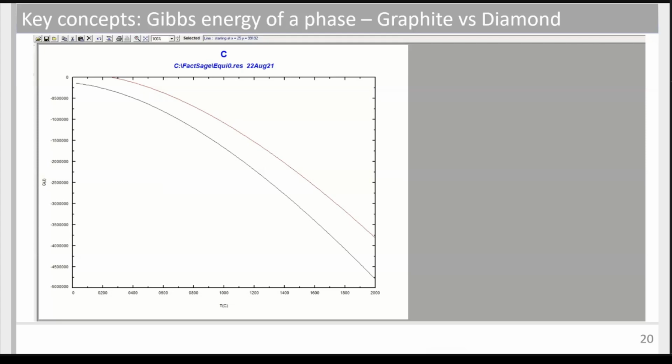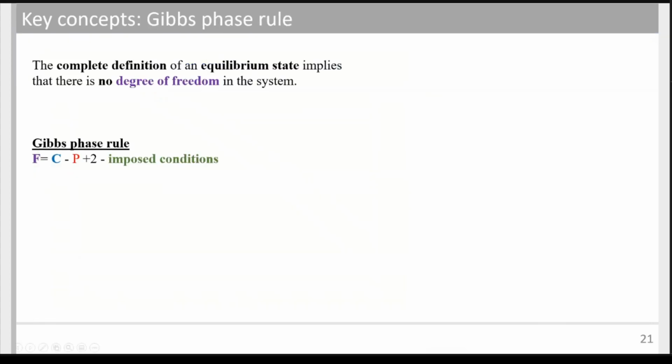Okay, so you saw the first example where we're trying to talk about the minimization of the Gibbs energy for a really simple example, looking only at one compound, or one species, should I say, carbon. Okay, so let's move on to the second topic, which is the concept of Gibbs phase rule.